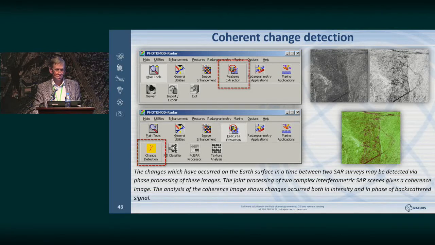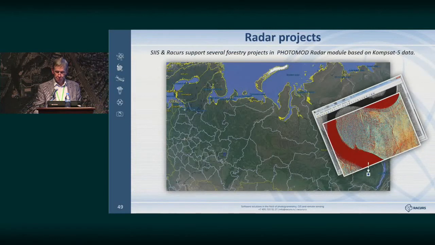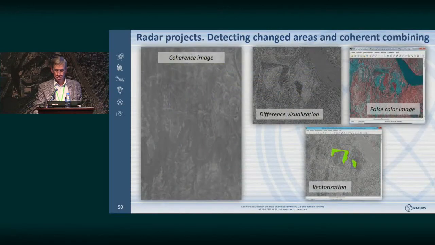And another nice feature is coherent change detection. If we have several interferometric images, then by analyzing phase coherence, we can find differences, because the phase is sensitive to any changes on the surface. So we are able to find changes that are not possible to find on optical images.